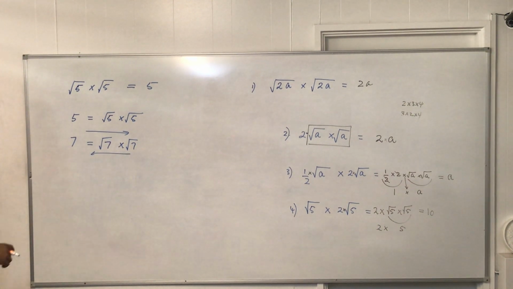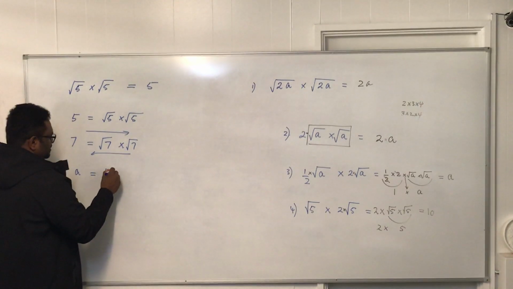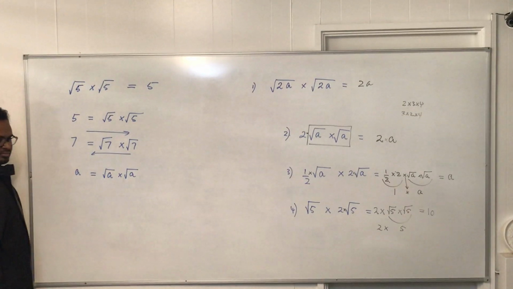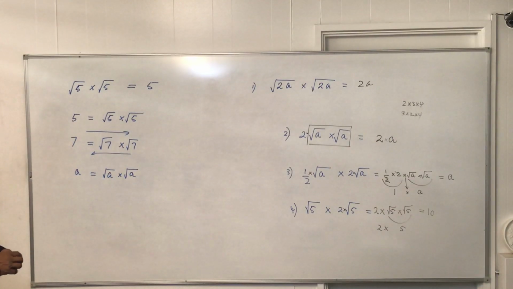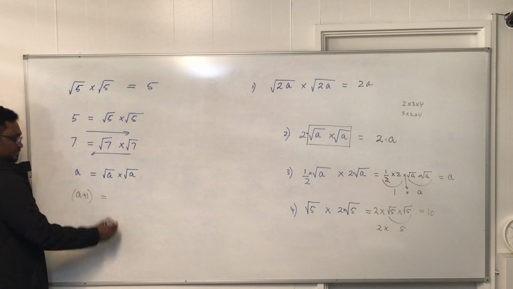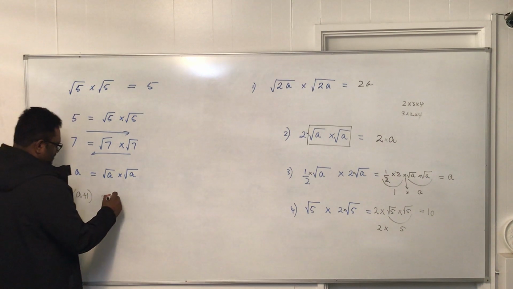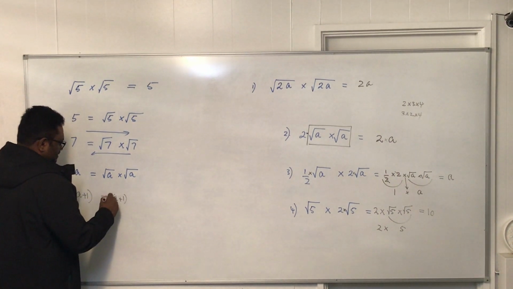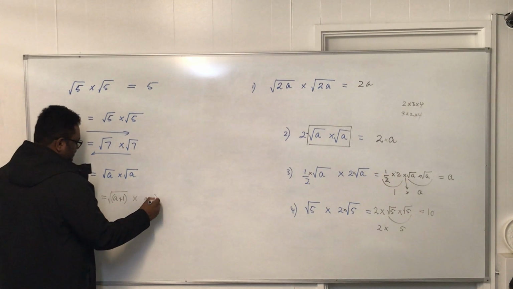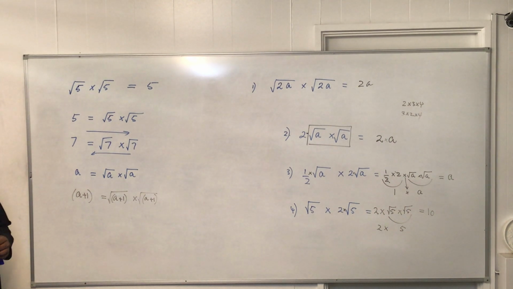Easy peasy? Okay. A. How do you write A in square roots? Square root times square root. No, look at it. Okay. Then next one, A plus 1. Square root a plus 1 times square root a plus 1. Very good. I mean, this is all about patterns, right? Understanding the patterns, right? That's how you do math.